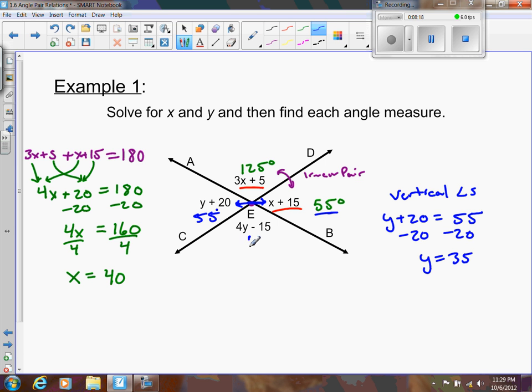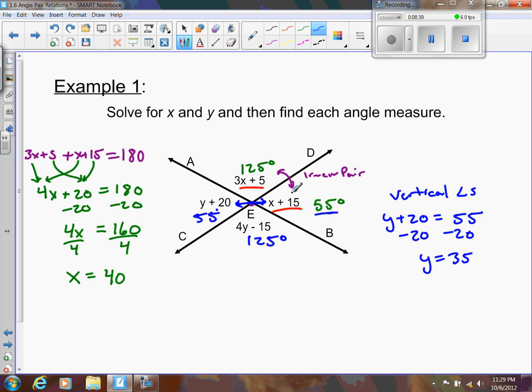So if y is 35, this angle is still 55 degrees, right? This angle should still be 125 because of the vertical angles, and we could check 4 times 35 minus 15. 4 times 30 is 120, so 140 minus 15 would be 125. So my vertical angles are equal, and they add up to 180.